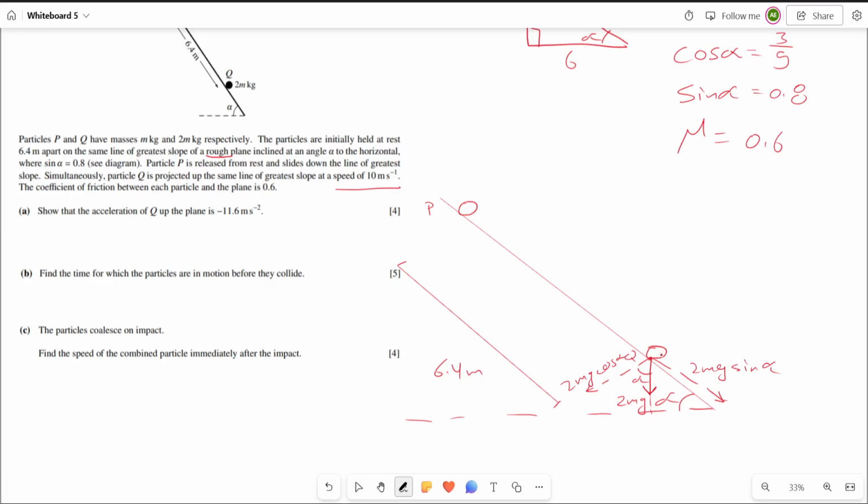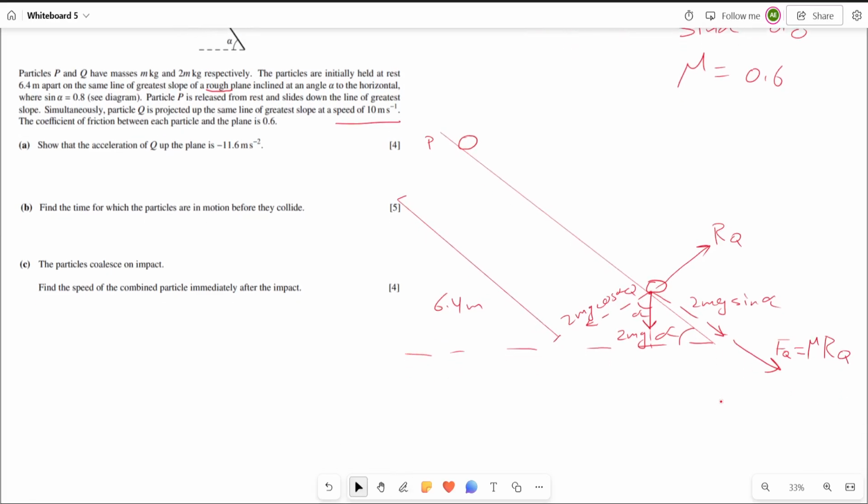What else? I will have a reaction force which is also acting in this direction. I call it RQ. Okay, and I will also have a friction force. However, in which direction? Friction always opposes the direction of motion. So if Q is projected up the slope, then the friction is going to act in this way. Let's call it FQ. And since it's moving, I know that the friction must be a maximum friction, so it's going to be equal to mu RQ.